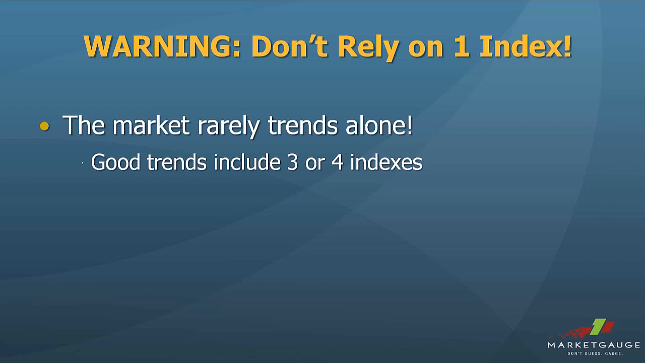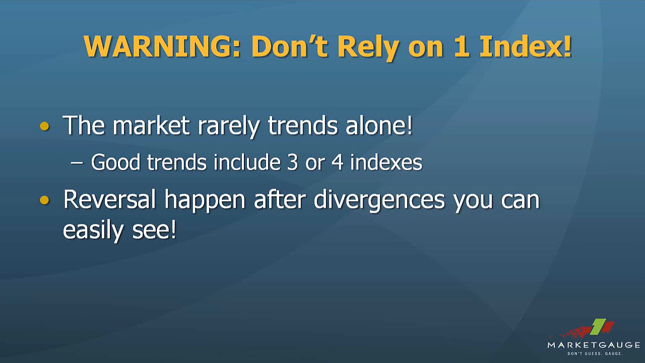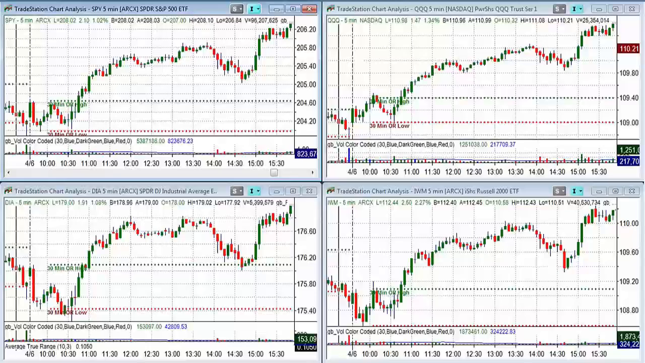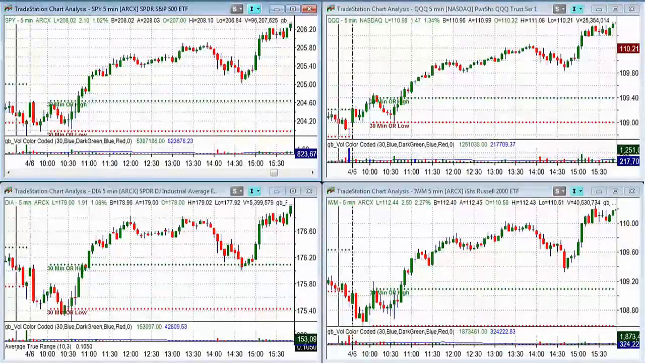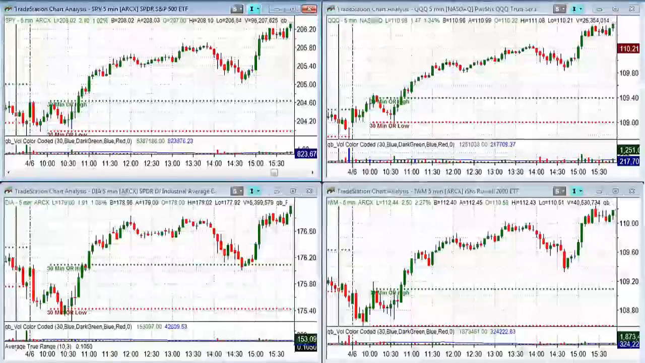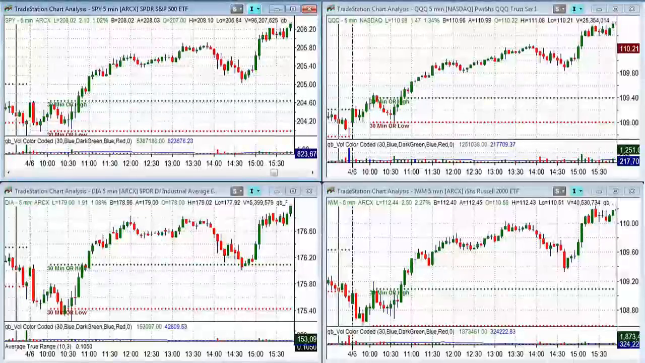All right. Markets rarely trend alone. So if you want a good trending day, you want 3 or 4 indexes all doing the same thing. If you don't get that, you're likely to get reversals and chop, and we're likely to get it right around these opening range highs and lows. All right, so you can see these divergences really easy.